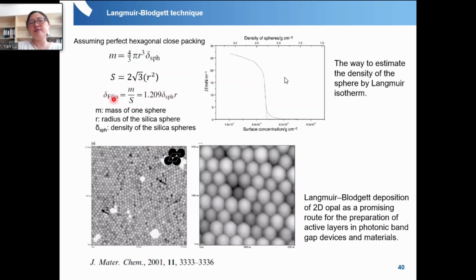So the density of the film is the mass of your particles on the surface area. This is all well known. So you can calculate the density of the film. And with this, of course, you can recalculate the concentration in the dispersion in the end. And here you can also see that by this Langmuir-Blodgett technique, you can form such an ordered two-dimensional structure.